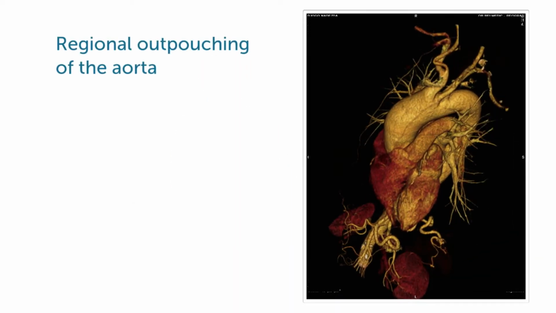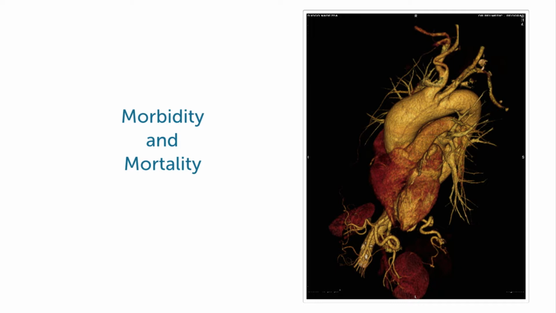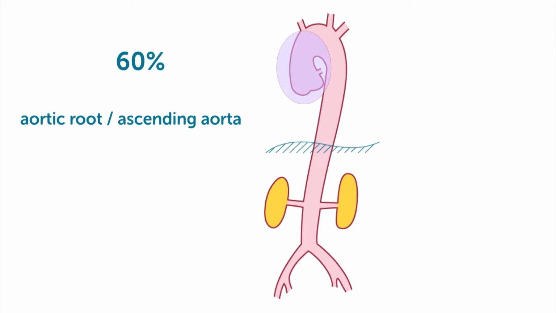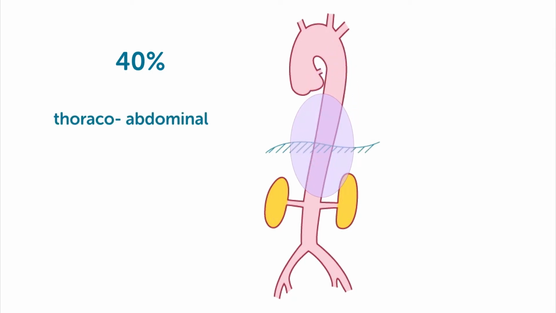So don't forget that we should diagnose diseases which are not so infrequent, such as a dilated aorta or an aneurysm, as it is also called. The definition of an aneurysm is an outpouching of the aorta where we have a width of more than 4 centimeters, and it has a considerable morbidity and mortality. But where do we find such aneurysms? Well, most of them are located in the aortic root and ascending aorta, so 60%, while 10% are in the aortic arch, 40% in the descending aorta, and 40% in the thoraco-abdominal portion.